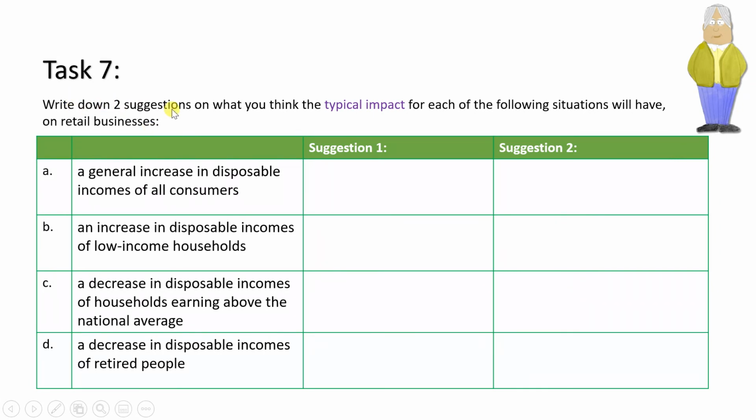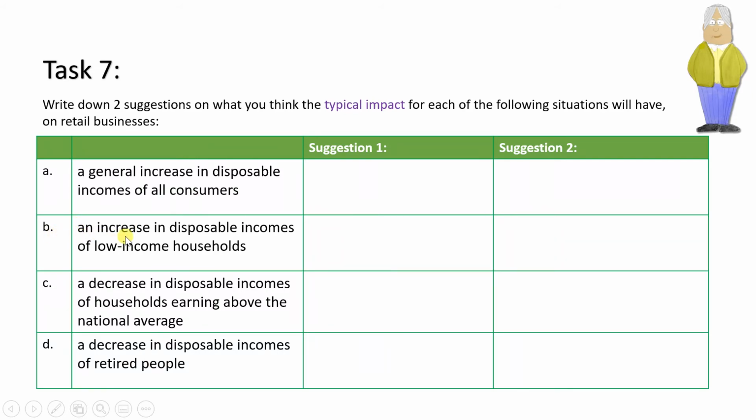Task 7. This is about your thoughts and your ideas now. Write down 2 suggestions on what you think the typical impact for each of the following situations will have on retail businesses. A general increase in disposable income for all consumers. So there's 2 thoughts you need to fill in the first row. If everybody has an increase in their disposable income.